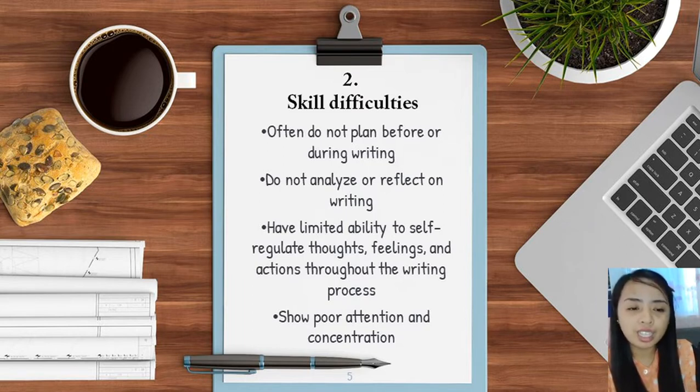The next one is have limited ability to self-regulate thoughts, feelings, and actions throughout the writing process. When we say self-regulation, it is a skill that allows people to manage their emotions, behavior, and body movement when they are faced with a tough situation. It also allows them to do that while staying focused and paying attention.